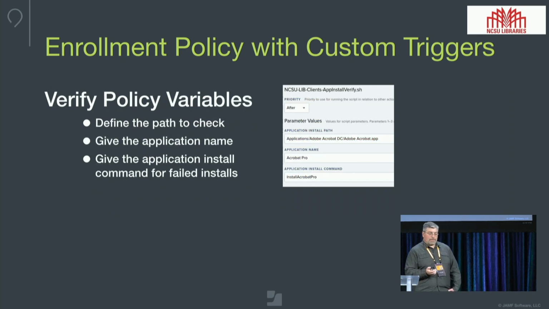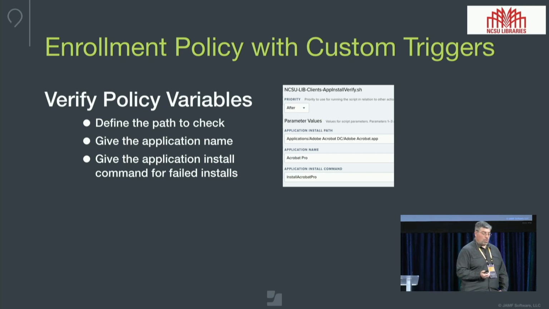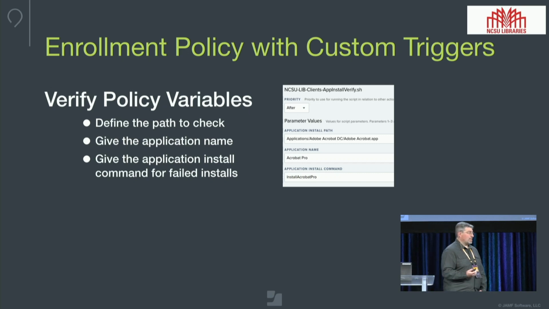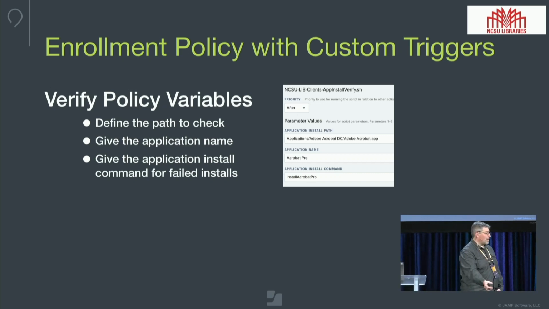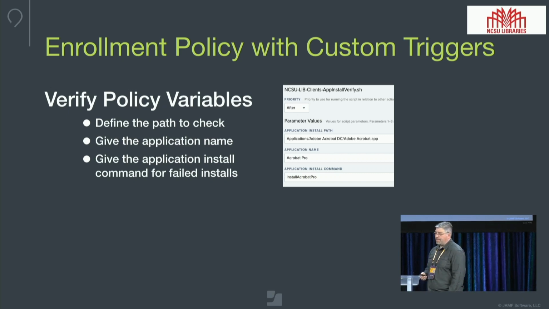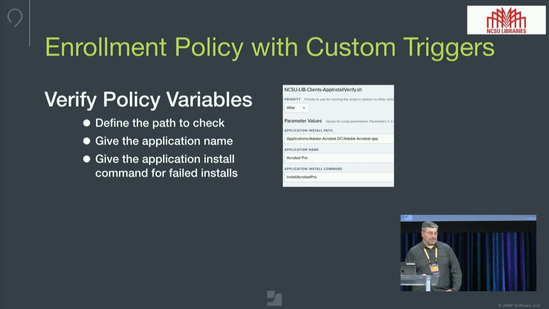Here's what that looks like for my software verify install. I have the application path defined as variable 4. I have the application name for variable 5, and then I have the application install command for variable 6. So that way I've just got one script that I can use for multiple different applications, and I can install whatever I want and make sure that my environment is operating at peak efficiency.